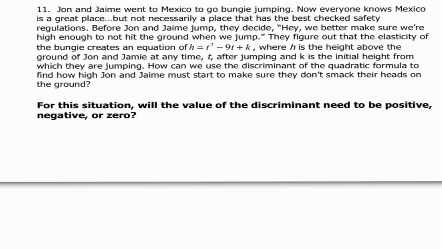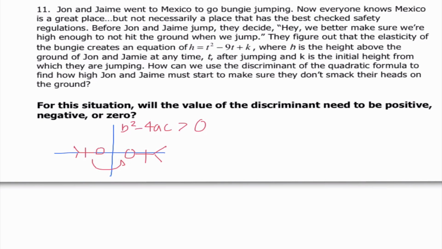So we need to kind of think logically here. We need to think, do we want a positive discriminant, a negative discriminant, or a discriminant of 0? If b squared minus 4ac was greater than 0, don't mind my lovely artwork here, John or Jamie would fall through and then come back through the cement. So that would definitely not be very good for them. My guess is they would probably die.